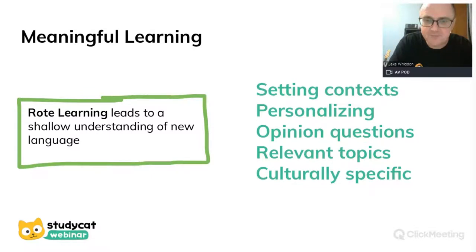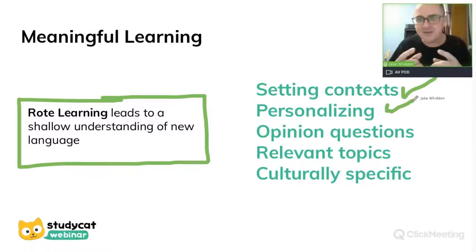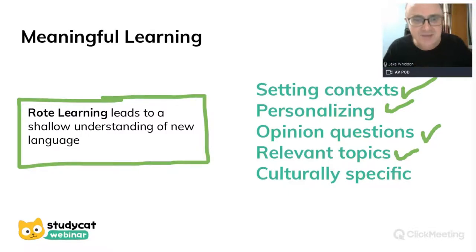I'll keep going. So guys, I won't get into this one too much because I've just done a webinar on it, and we're going to have another one from Ross Thorburn coming up. But obviously, with meaningful learning, it's all about things like setting context, personalizing the learning. You know, don't just learn the colors, ask them what their favorite color is. It's that simple. Opinion questions add meaningful learning. Make sure it's relevant to the learner. Make sure I know why I'm learning this, and make sure it's culturally specific, especially if you're a language teacher. But that's another whole webinar, so I'm going to go past that one quickly.